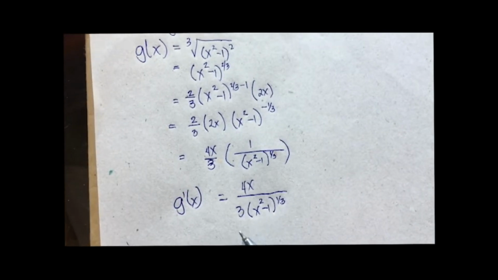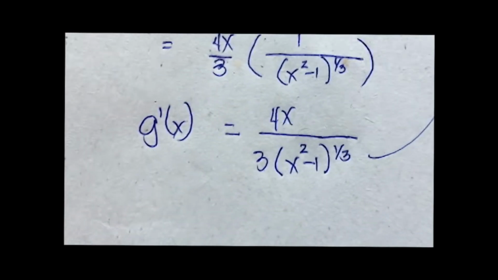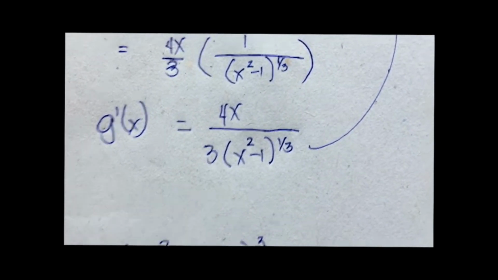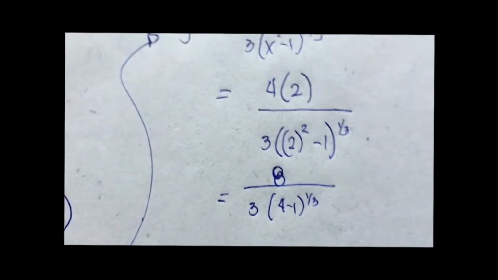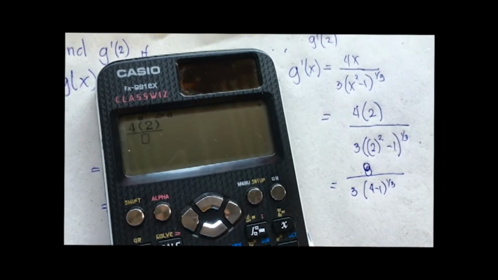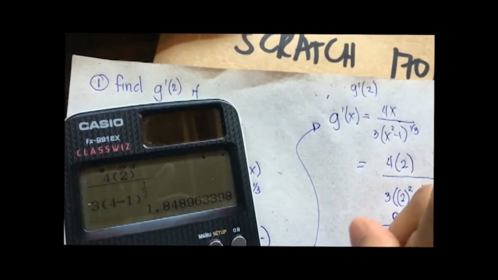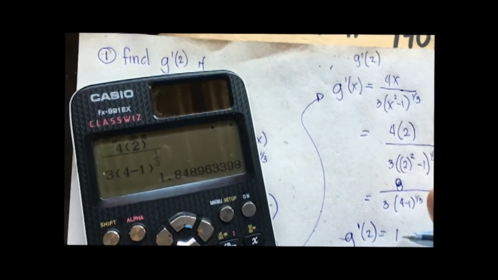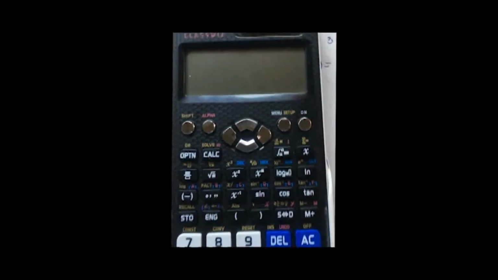Okay? So, meron na tayong value ng ating derivative. Our derivative is 4x over 3 times x squared minus 1 raised to 1/3. Substitute the value of your x, which is 2. So, substitute na natin. Actually, after substituting, you can use your calculator para mas madali. So, you have 4 times 2 over 3 times 4 minus 1 raised to 1/3. So, we have now your final answer. The value of g prime 2 is equal to 1.85. So, up to 2 decimal places tayo. Round off your answers into hundredths place. So, 1.85.